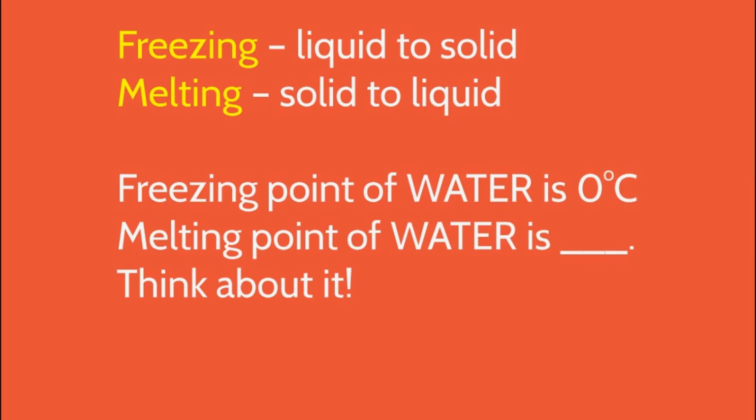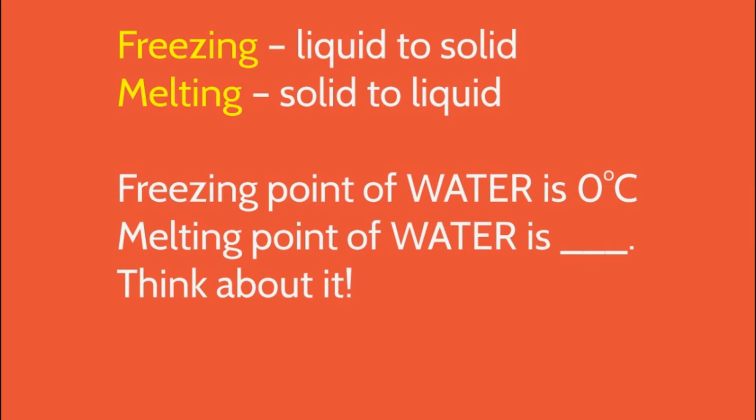However, if I tell you the freezing point of water is 0 degrees C, what is the melting point of water? 0 degrees C. It is the same number. Why? The freezing and the melting are both 0 degrees C. They are at the same point, because they're in transition. It depends which direction you're going.